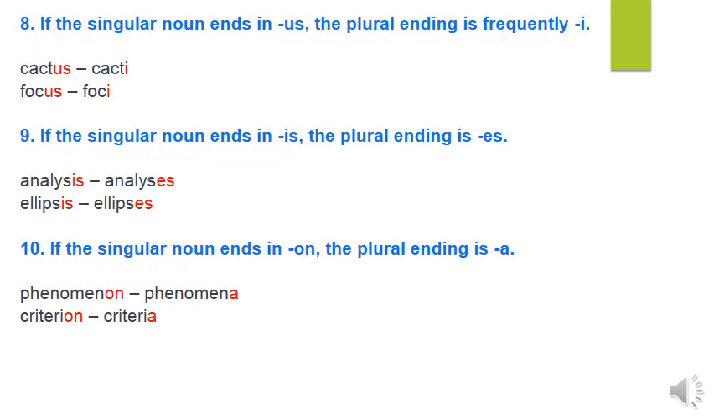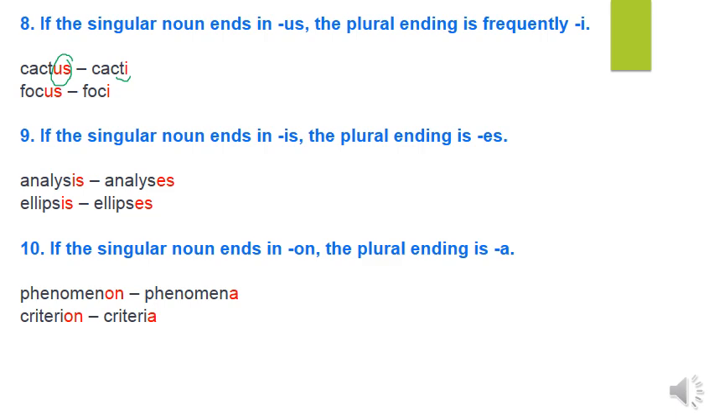Rule number 8 says if the singular noun ends with us, the plural ending is frequently i, like cactus, cacti. So you change the us into i. This rule is a bit weird, I know, but this is the rule. So if the noun ends with us, you change the us into i, like focus, foci.